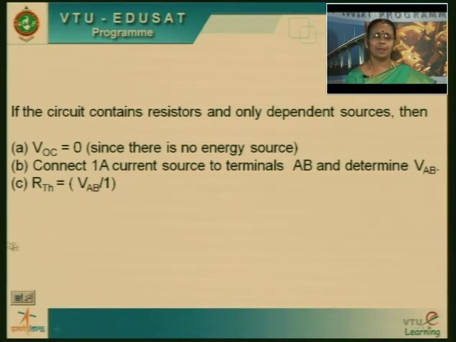What are the terminals AB? That is the output terminals, and there you connect a 1 ampere source and try to find out VAB between those two terminals, and find out R Thevenin, which is equal to VAB by 1, where 1 is the current and VAB is the voltage which we have calculated. These are the three methods by which we can find the equivalent impedance, that is Thevenin's equivalent impedance.